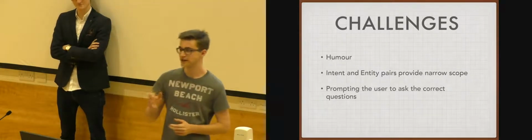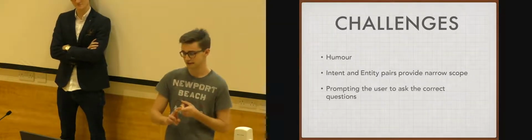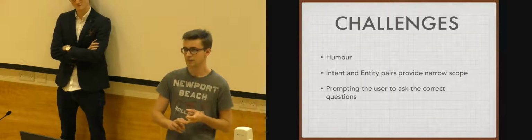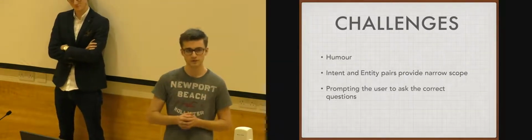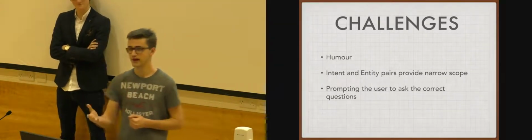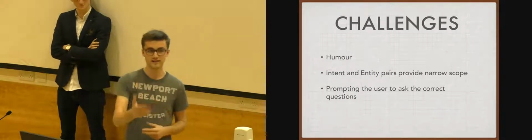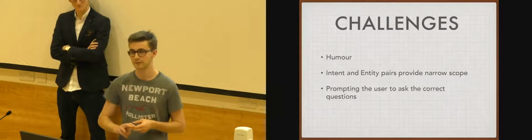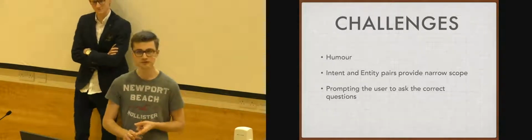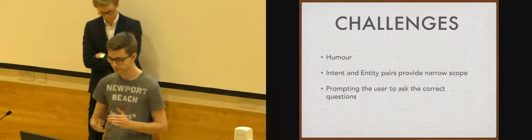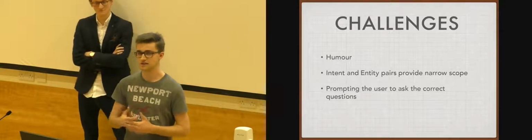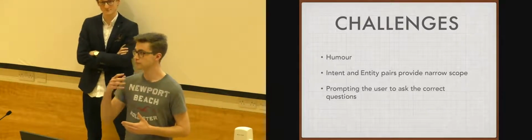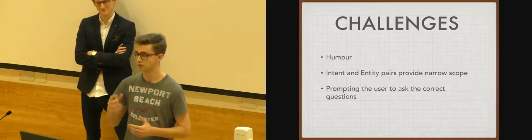Also, one of the challenges is the fact that having just an entity and an intent means there's quite a narrow scope. So if you say, what CPU do you have, or do you have an i7 CPU, you'll get the same answer back because you actually get the same intent and entity, which means our responses have to be quite broad. They are also designed such that they can prompt the user to ask further questions, which we can actually answer.